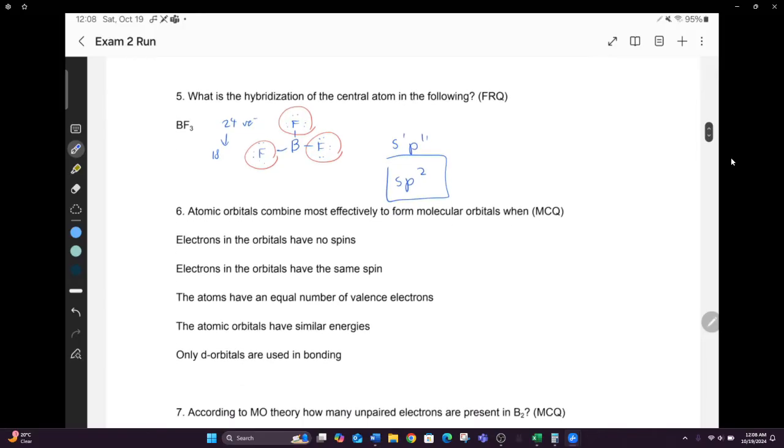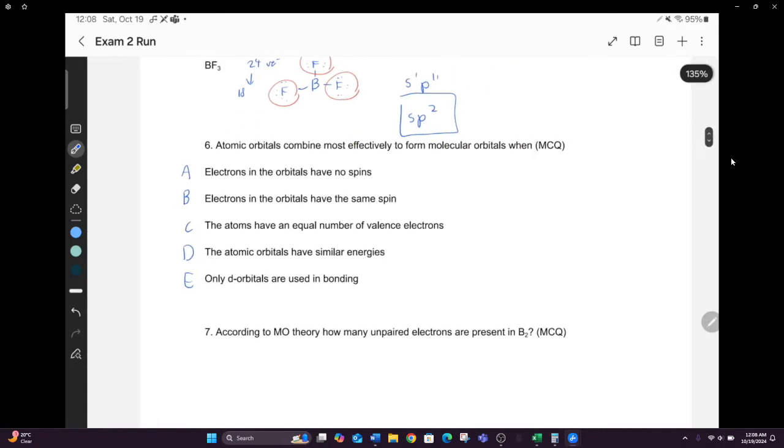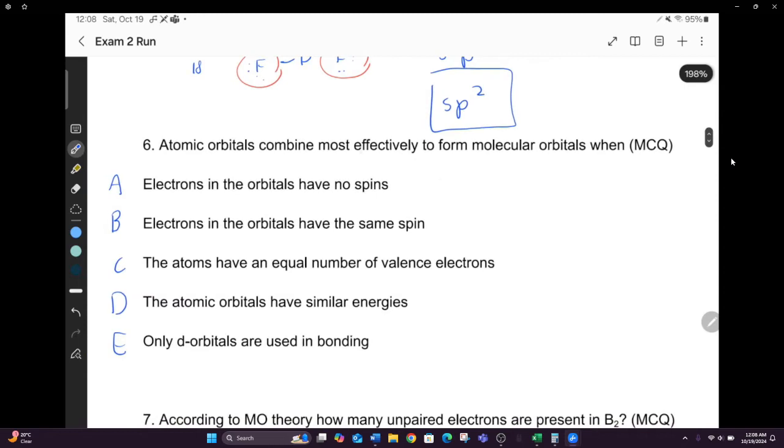Alright, this is a multiple choice question. Let's say these are answer choices A, B, C, D, and E. I feel like this is more of a logic question. I'm not going to read the first one, but it's about how atomic orbitals combine most effectively to form molecular orbitals, and it's more or less a true or false thing. I'm getting tired, I am so sorry. I'm stuttering like crazy. But anyway, electrons in the orbitals have no spins.